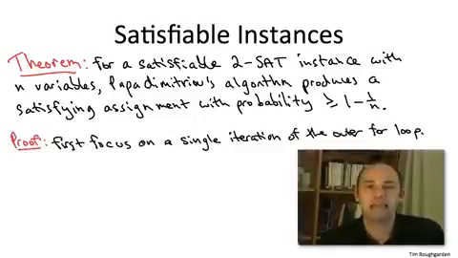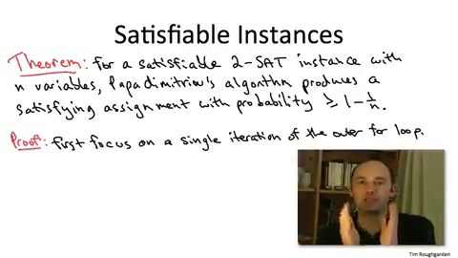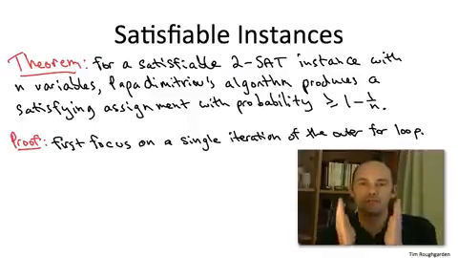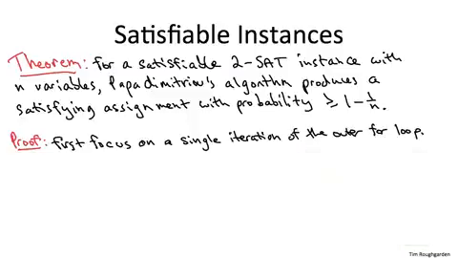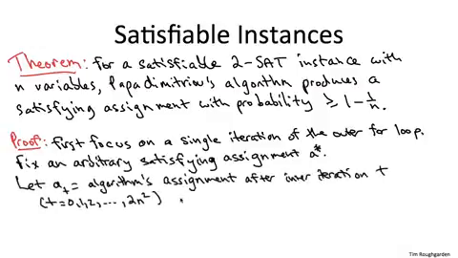Each iteration of the outer for loop represents a fresh opportunity to discover a satisfying assignment. All of these iterations of the outer for loop are identical. They just use fresh random coins. So let's just analyze for now the success probability of a particular outer iteration. We're assuming that this instance is satisfiable, so there's at least one, perhaps many, satisfying assignments. Pick one, an arbitrary one, I don't care which, call it A star.